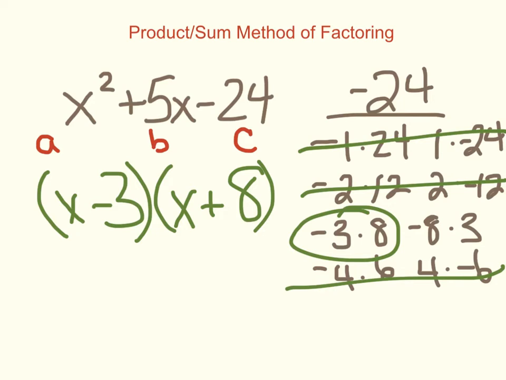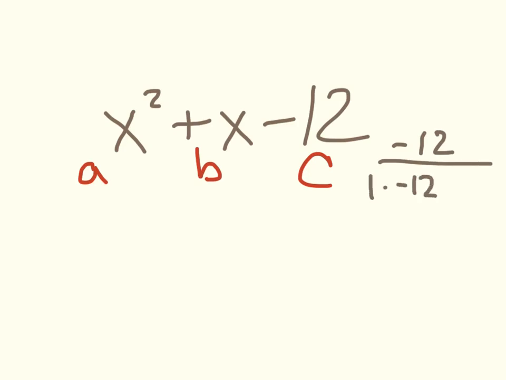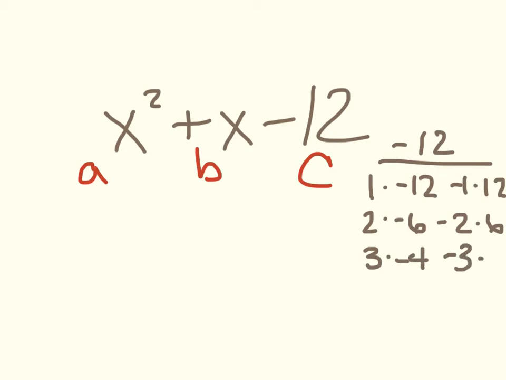Let's try another. This is number 1 from the homework, x squared minus x minus 12. So this is A, this is B, and this is C. And we need to figure out the factors that multiply together to give us negative 12. So positive 1, negative 12, negative 1, positive 12, positive 2, negative 6, negative 2, positive 6, positive 3, negative 4, and negative 3, positive 4.